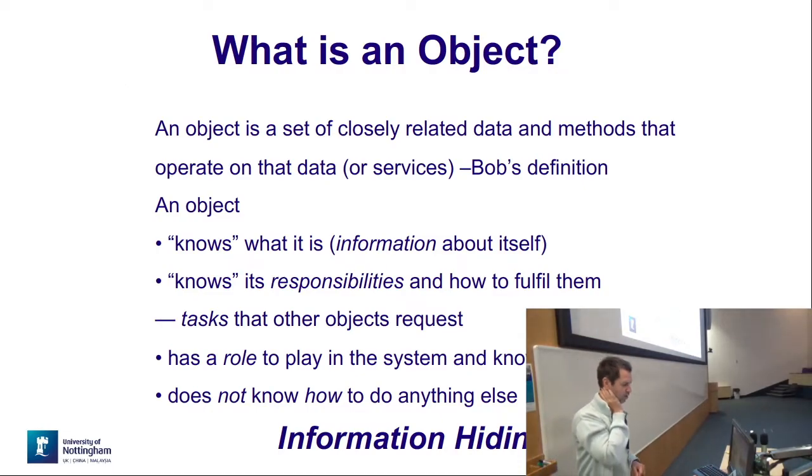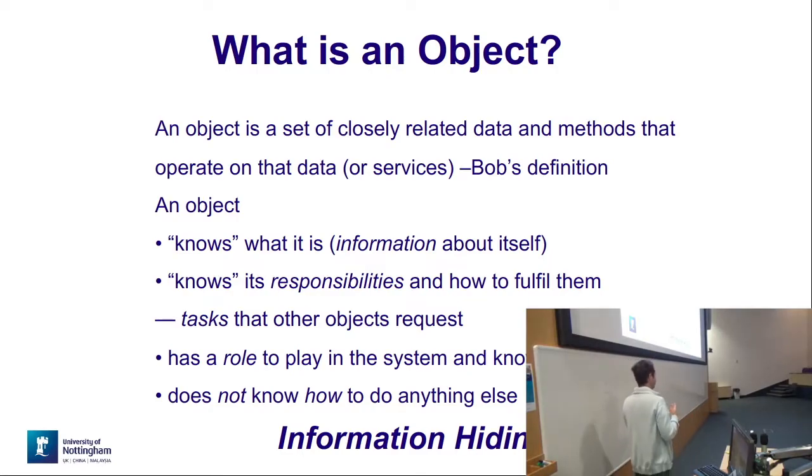An object knows what it is. It knows the information about itself or what information it needs. It knows its responsibilities and how to fulfill them, for example tasks that other objects request. It plays a role in a bigger system and it knows how to fulfill that role. And it doesn't know how to do anything else. And it hides all the information that it needs to fulfill its role. That's kind of a mouthful, but I'm going to talk about all of these things in more detail.